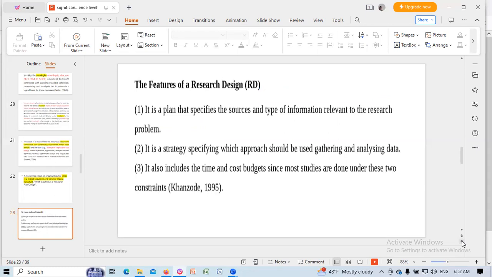The features of research design: it is a plan that specifies the source and type of information relevant to the research problem. It is a strategy specifying which approach should be used for gathering and analyzing the data. It also includes the time and cost budget, since most studies are done under these two constraints.